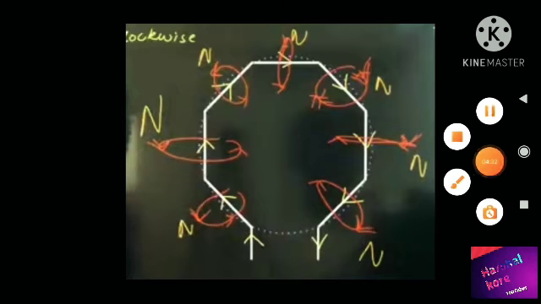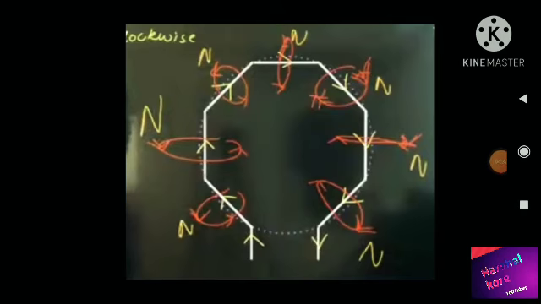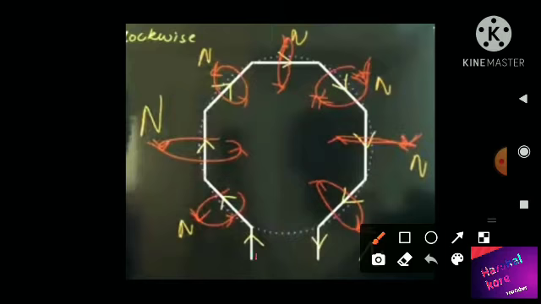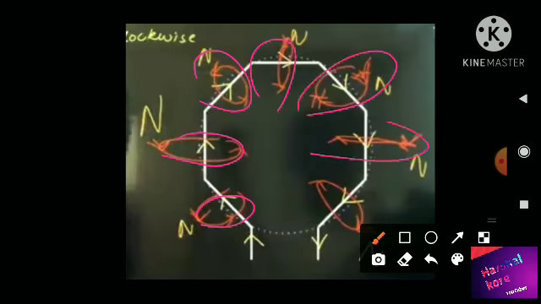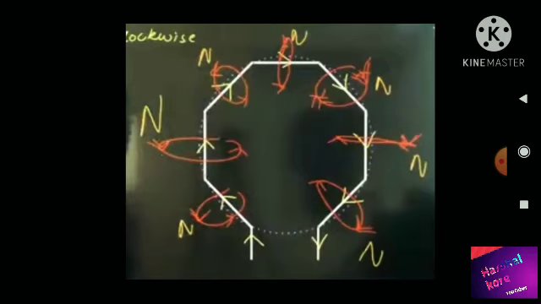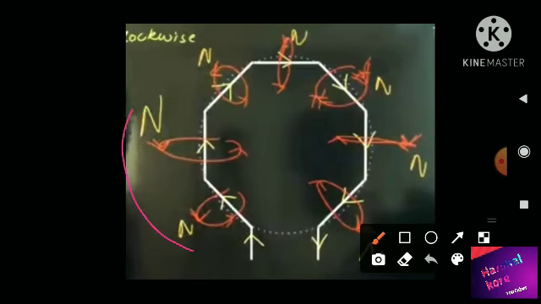It looks like this, in a clockwise direction. So the current is flowing clockwise. Then what is its magnetic field? Its magnetic field for one wire is like this, already shown in the figure. By this we can understand that the north side is outside the body of the wire, and the south side is inside the wire.